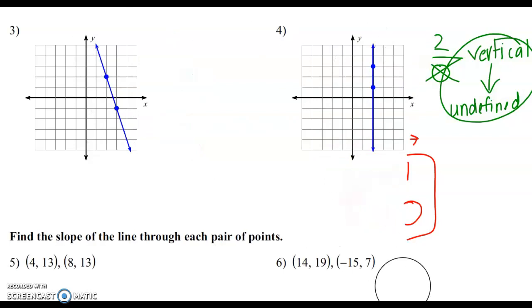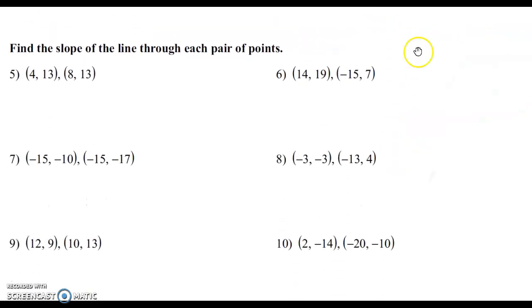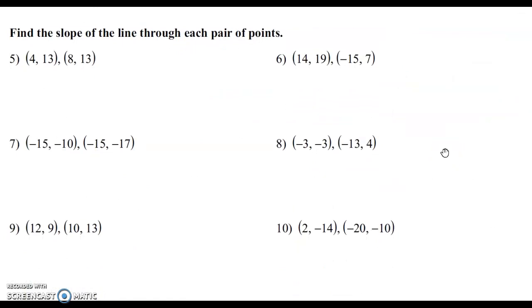All right, next topic, they're going to give you 2 points, and you are going to have to find the slope. So the formula for that is y2 minus y1 over x2 minus x1. Because remember, slope is rise over run, vertical change over horizontal change, and it is our y's that move vertically. So that's why you subtract your y's in the numerator. And then our run is our horizontal change, so you subtract your x's in the denominator.